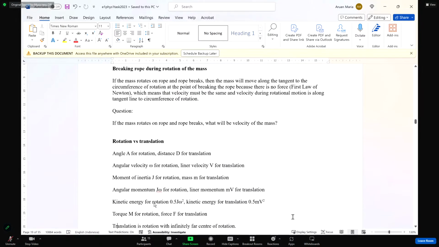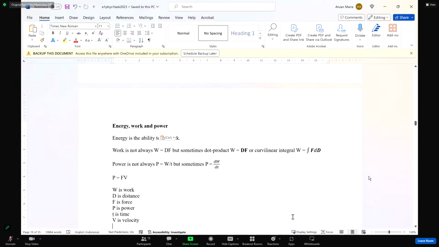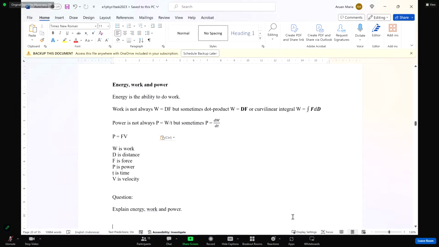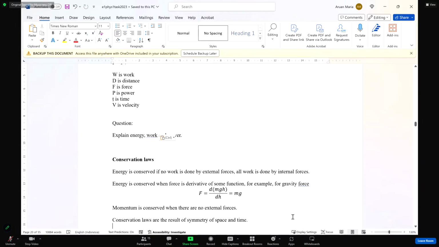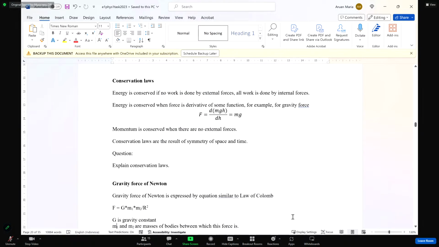Okay. So you compare translation and rotation in your own words again. Energy is ability to do work, and power is work divided by time. So work in 1 second, or derivative of work with respect to time. Conservation laws are the result of symmetry of our time and space. So if the force is conservative, then derivative of the energy is equal to the force, just like for gravity force. Derivative of mgh with respect to h is equal to mg, which is the gravity force, right?